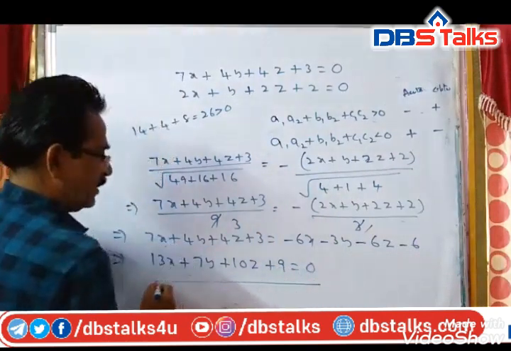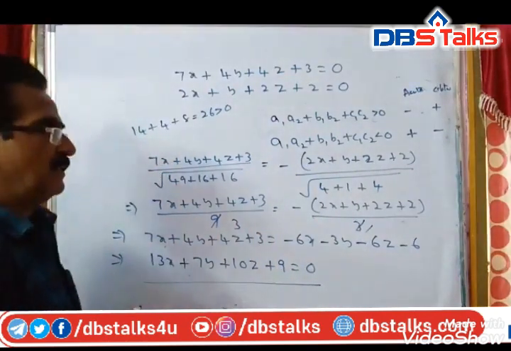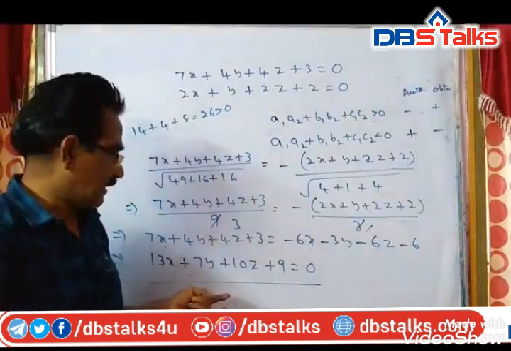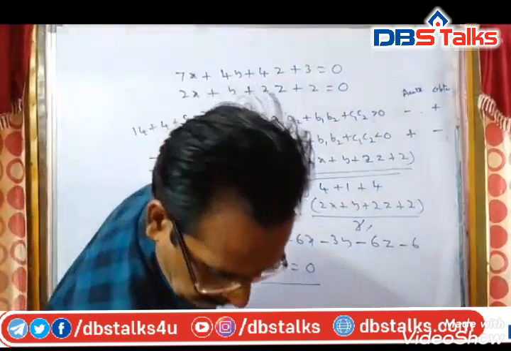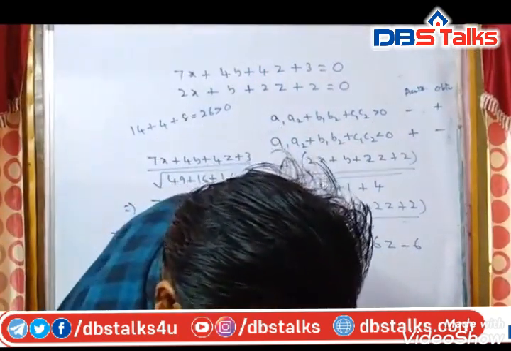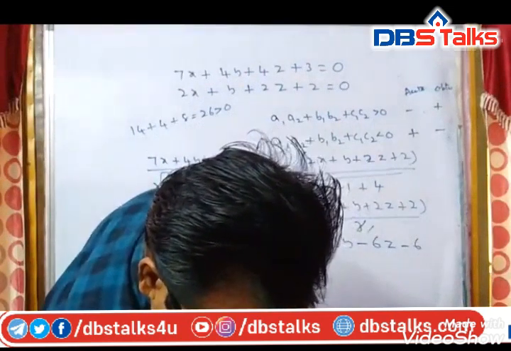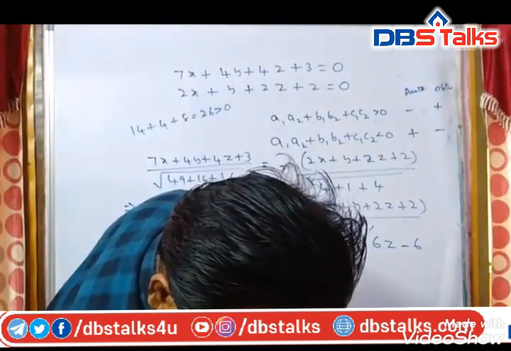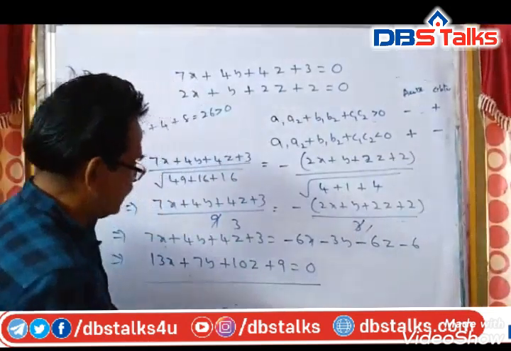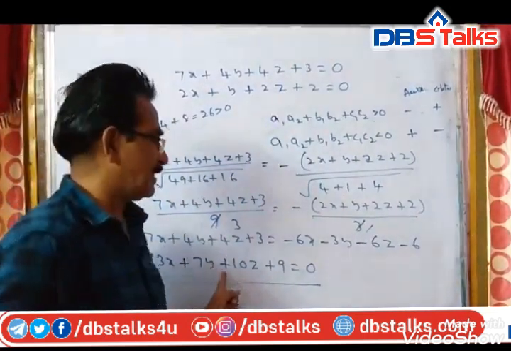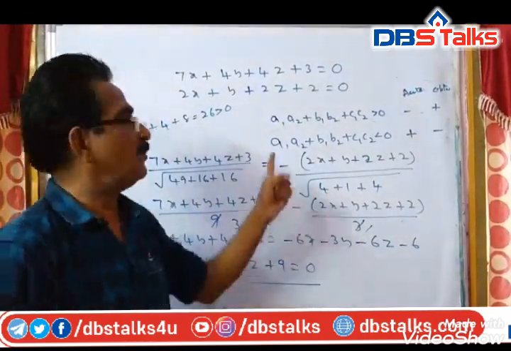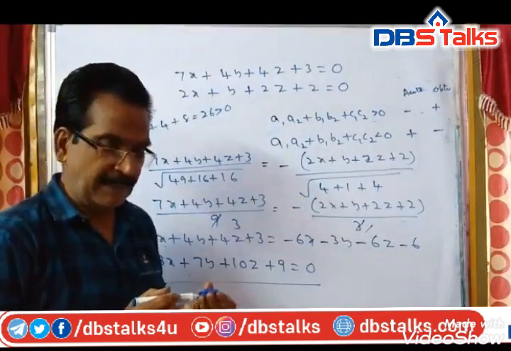This is the acute angle bisector, friends. 13x plus 7y plus 10z plus 9 is equal to 0. This is the acute angle bisector.